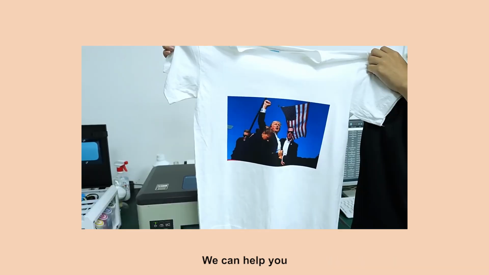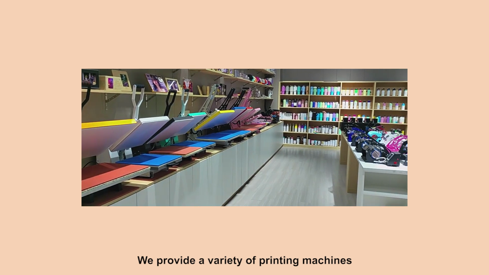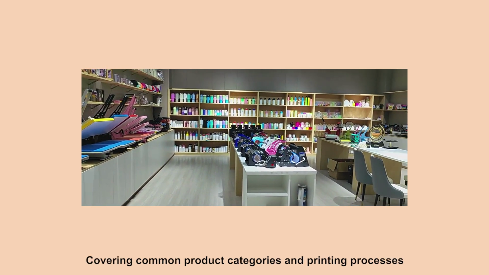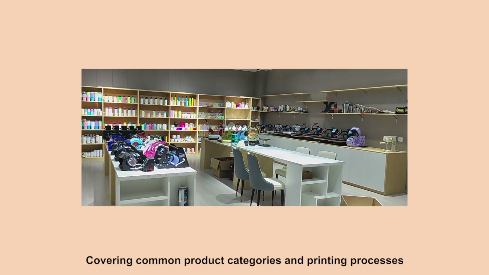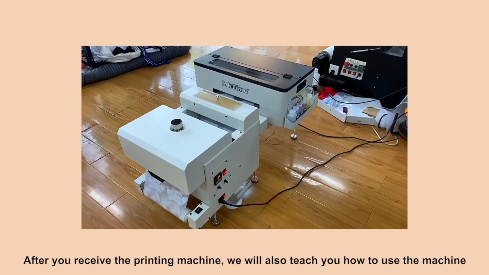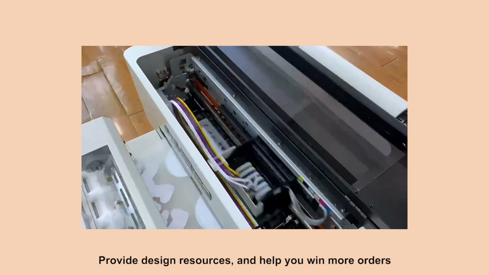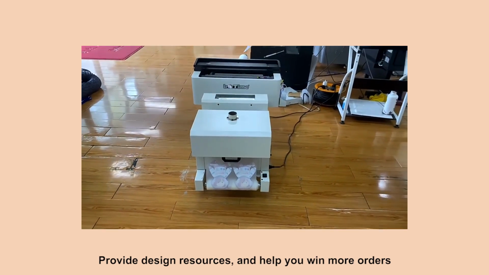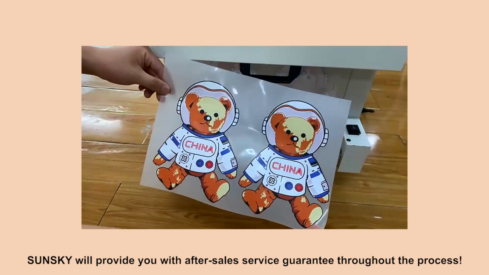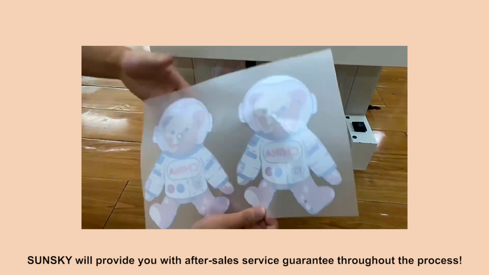Want to print and produce locally so that you can ship faster? We can help you. We provide a variety of printing machines covering common product categories and printing processes. After you receive the printing machine, we will also teach you how to use the machine, provide design resources, and help you win more orders. SUNSKY will provide you with after-sales service guarantee throughout the process.